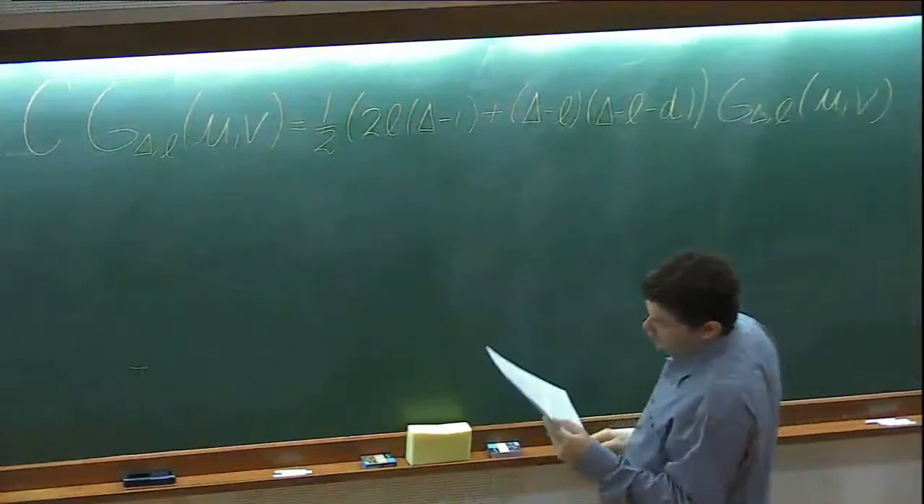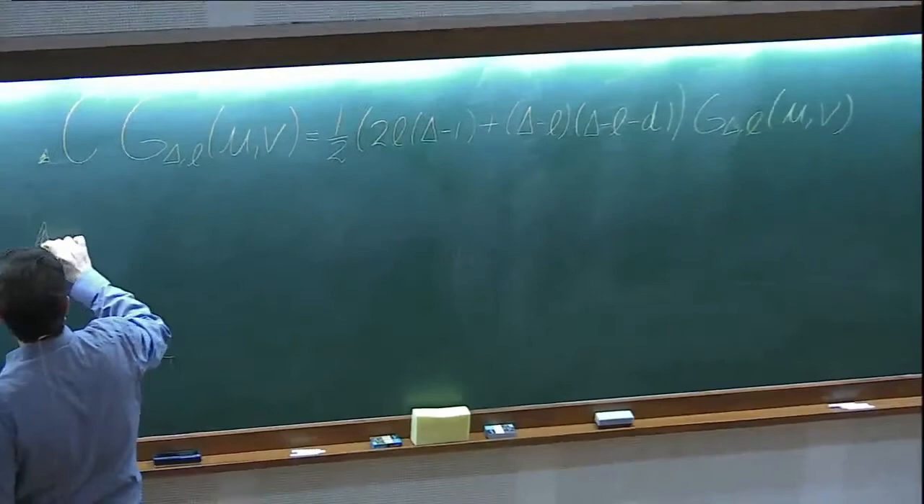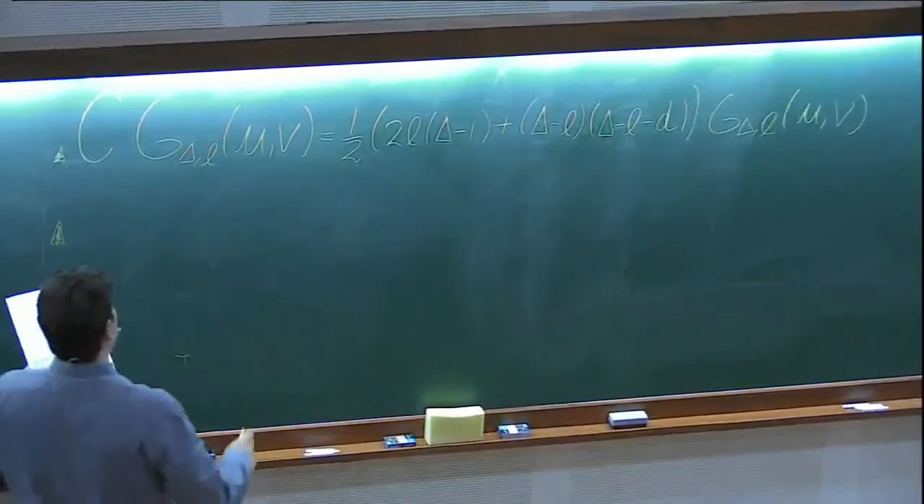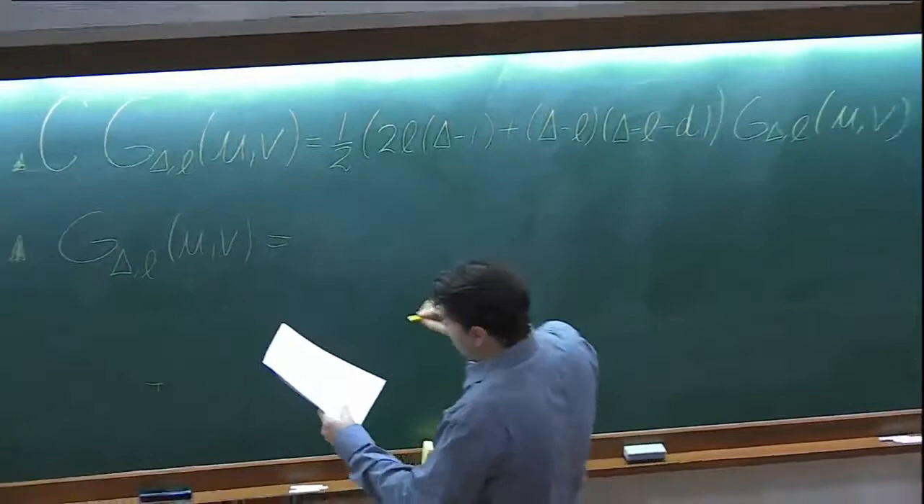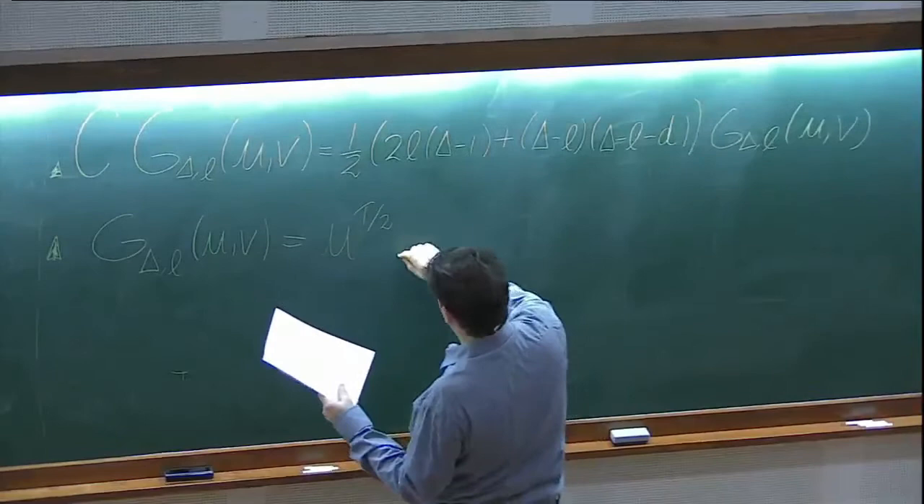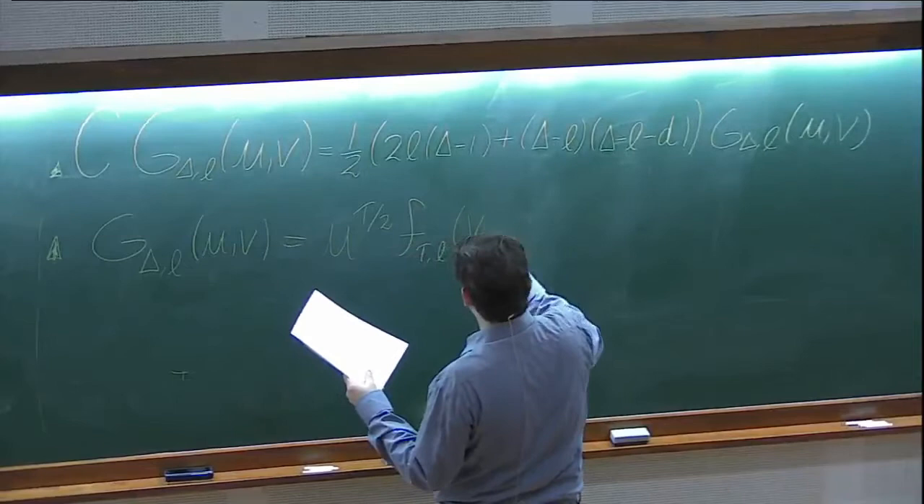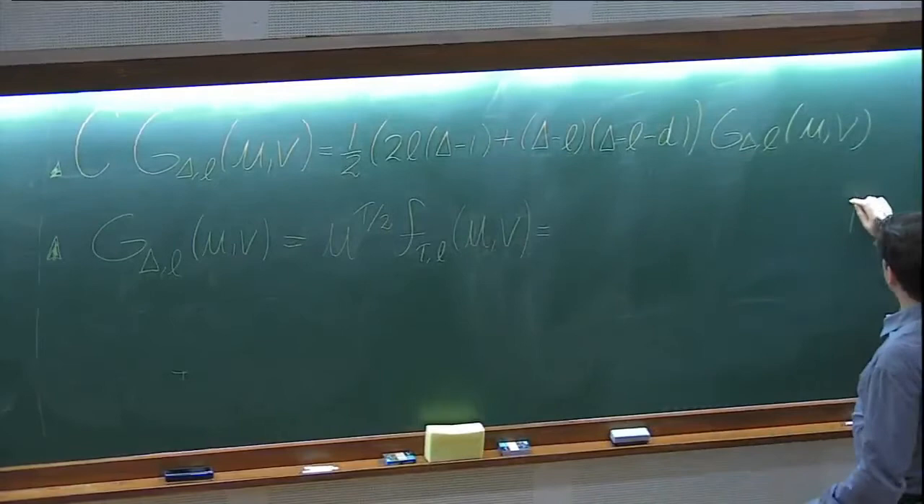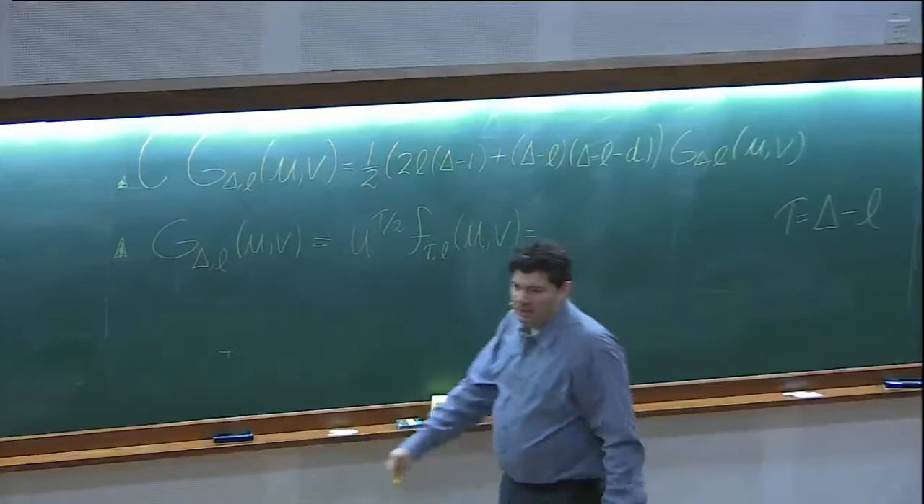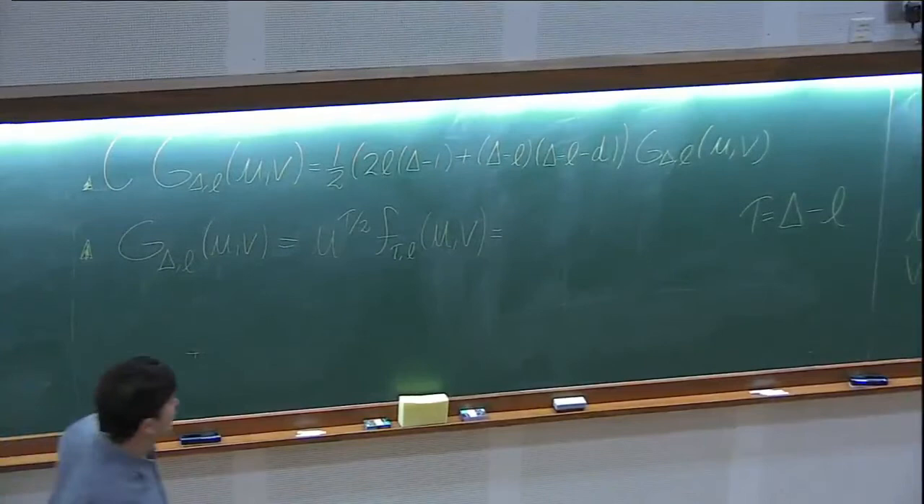This is the first property. The second property is their small U behavior. To make the U behavior explicit, sometimes we will introduce the following notation. Rather than talking about this, we will denote U to the tau over 2 F tau L, UV. This is just a notation, but I have to tell you what tau is, where tau is the dimension minus the spin, and it's called the twist of the operator. This twist will be actually quite important for us.